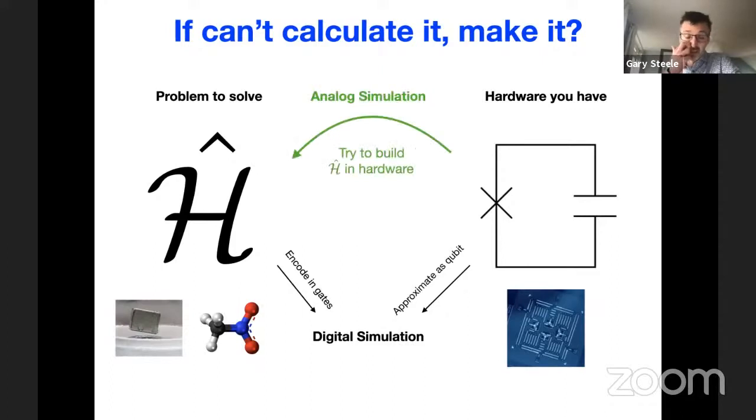And there's an alternative route, which is actually what I'll call analog quantum simulation, and that's something that I find quite interesting myself. And that's the idea of trying to play with the hardware and map the hardware as accurately as you can onto the Hamiltonian you're interested in, and actually build the Hamiltonian in hardware.